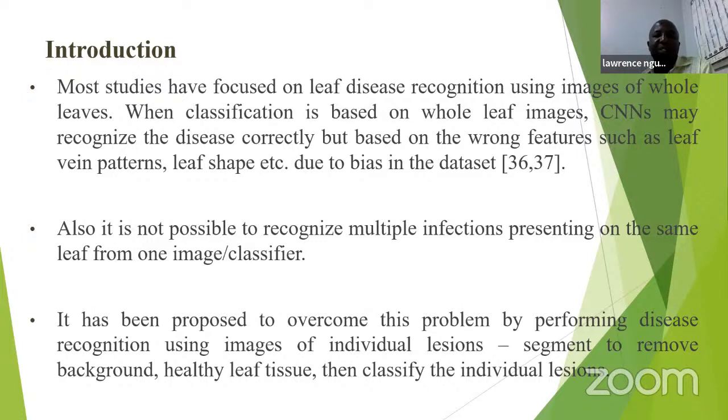Another limitation is that it is not possible to recognize multiple infections presenting on the same leaf from one image and one classifier. So it had been proposed to overcome this problem by performing disease recognition using images of individual lesions. That is, we segment the image to remove the background and also remove the healthy leaf tissue so that we are left with the infected leaf tissue. And then from this infected leaf tissue, we isolate the individual lesions and classify them one by one.